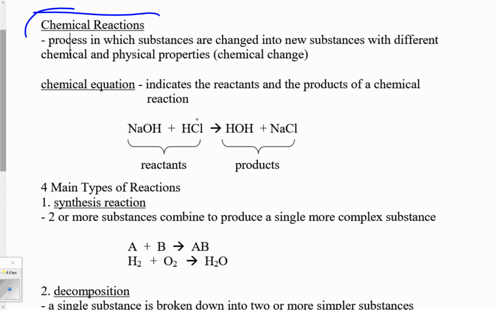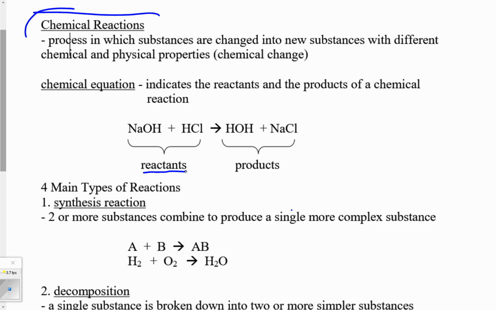And so in this case, we see sodium hydroxide. You should be able to name this stuff now. HCl starts with an H. It's a binary acid, hydrochloric acid, reacts to create hydrogen hydroxide and sodium chloride. So you need to learn a couple of little vocabulary words right off the bat.